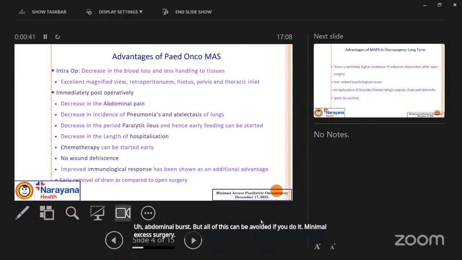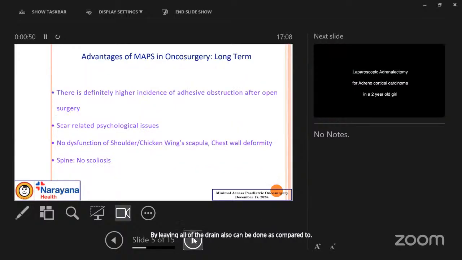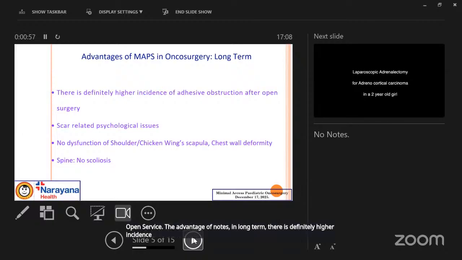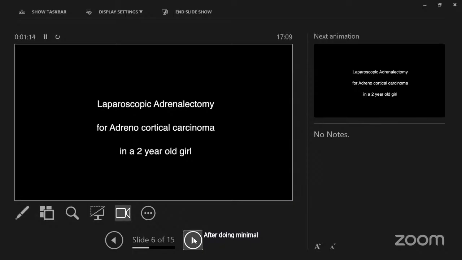Improved immunological response has been shown as an additional advantage. Early removal of the drain can also be done as compared to open surgery. In the long term, there is definitely a higher incidence of adhesive obstruction after open surgery, which can be avoided. Scar-related psychological issues can be decreased. There is no dysfunction of the shoulder, chicken wing scapula, chest wall deformity, or scoliosis after minimal access surgery as compared to open.